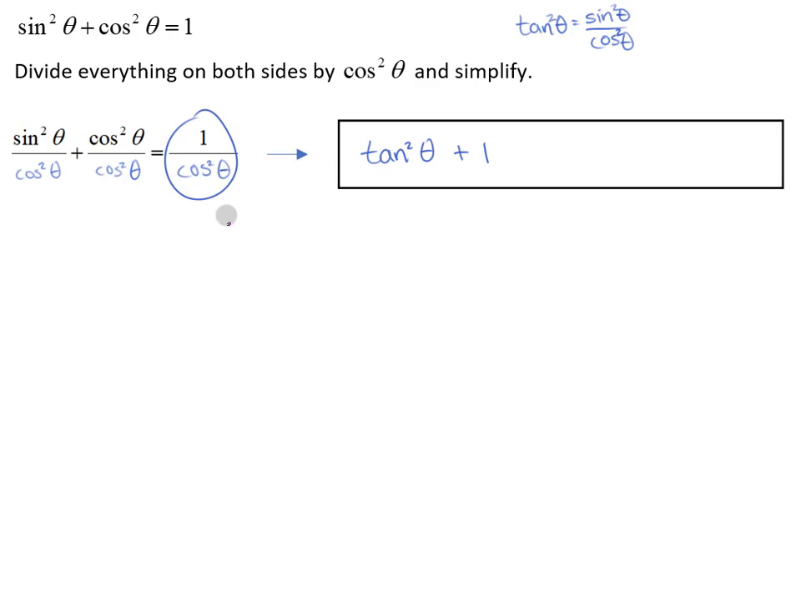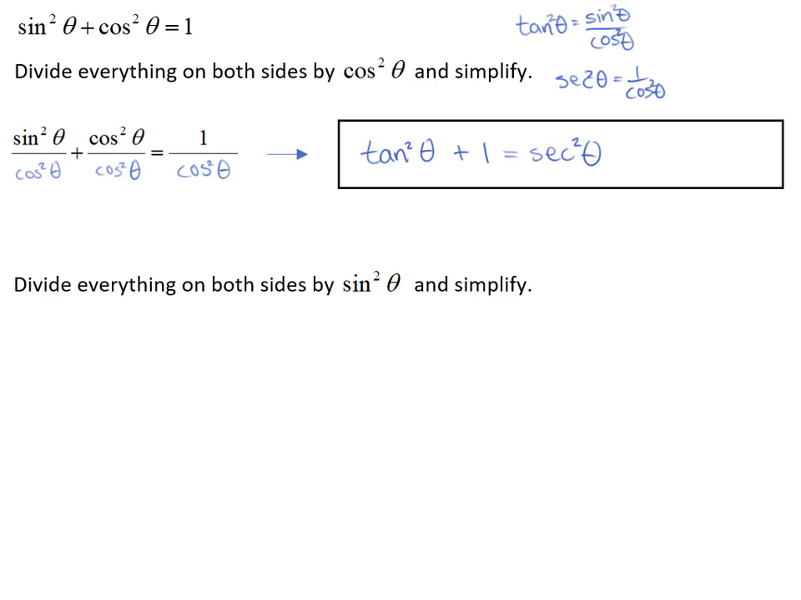And 1 over cosine, now remember that secant of an angle is the reciprocal of cosine, right? So if we have 1 over cosine squared, that equals secant squared. So this last fraction, the reciprocal of cosine, is secant. That becomes secant squared of theta. This is our second Pythagorean identity. Tangent squared plus 1 equals secant squared.